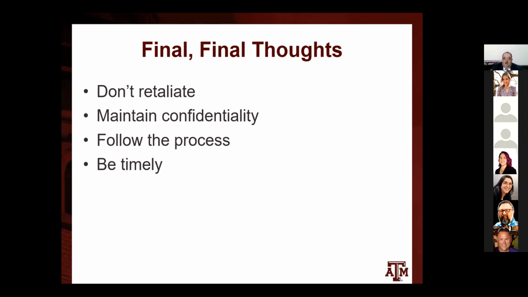Final thoughts. Don't retaliate. If an employee has requested an accommodation and you were inclined to deny it, but your decision's been overturned either by my office or by the ADA coordinator, don't retaliate. Don't take it out on the employee. That's a prime situation where you would be out of compliance. You would be discriminating against them based upon a protected class. So treat everyone fairly and treat them equally as if none of the issues exist.